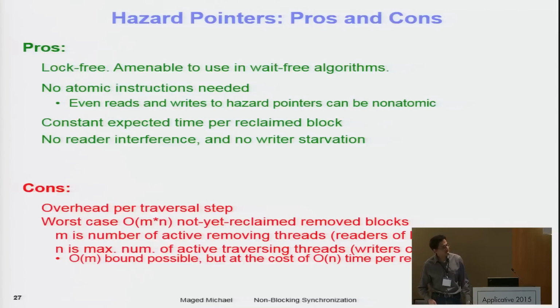The cons, of course, is that it has overhead, since you're doing this in every traversal step, and there is a worst case of the product of the number of removers times the number of traversers. They might be the same threads, but the traversers are the ones who own hazard pointers. The removers are the ones who are removing blocks and have to check the hazard pointers. So you might end up with a quadratic number of blocks that are not reclaimed. Reference counting has a linear number, but it has its problems, and it gets in the way of memory reclamation.